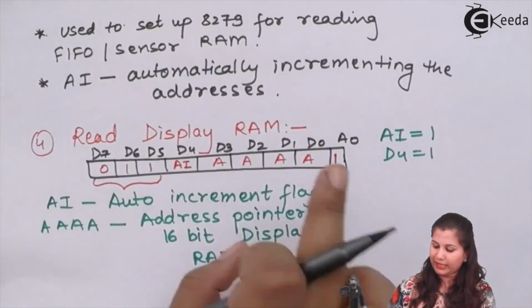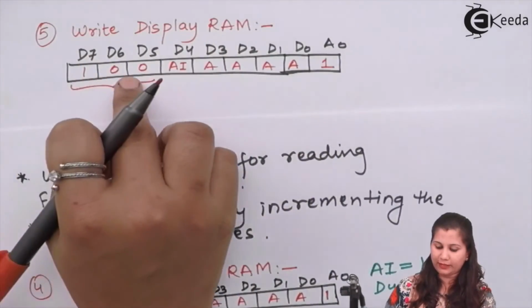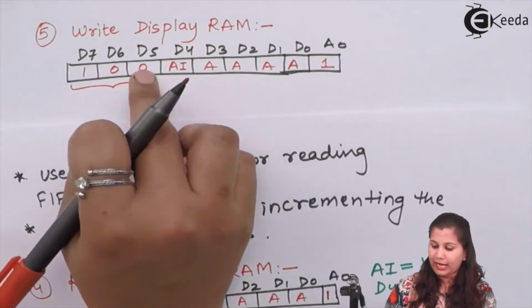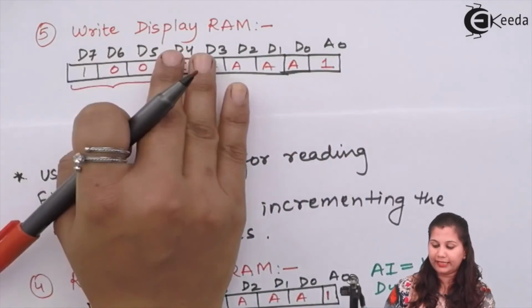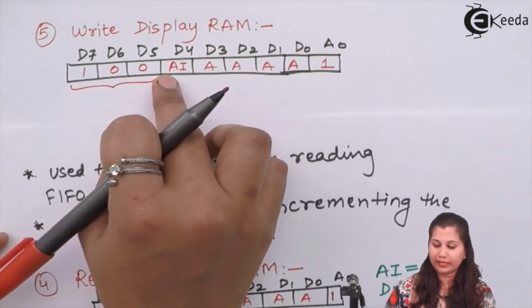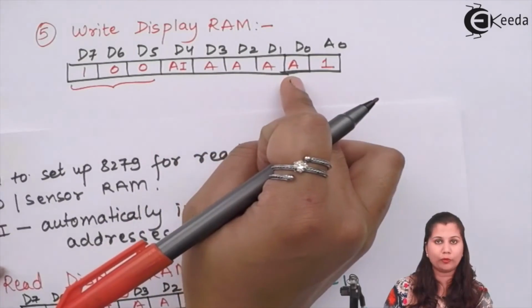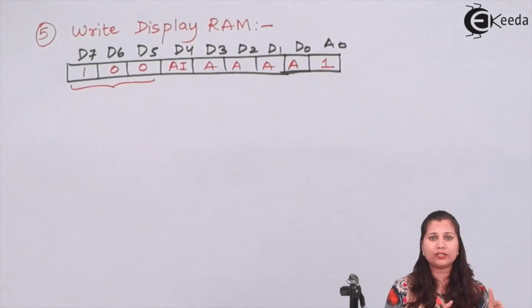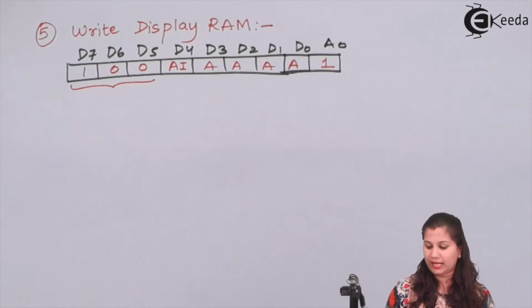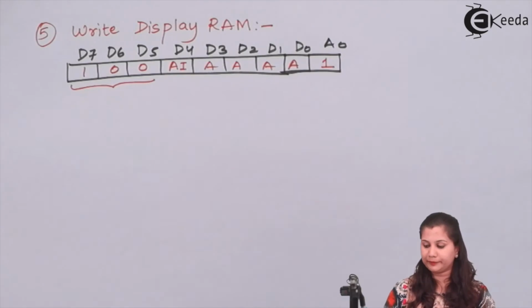So in read display RAM we have the value 011, and in write display RAM we have the value 100. This will write the data to the display RAM, and again the addresses will be incremented. This display RAM is of 16 bytes, so the addresses will have 4 bits, like 0000, then 0001, till the last address, the 15th memory location, from A0 to A15.